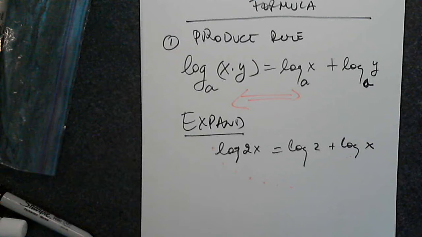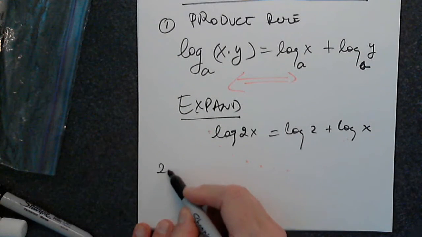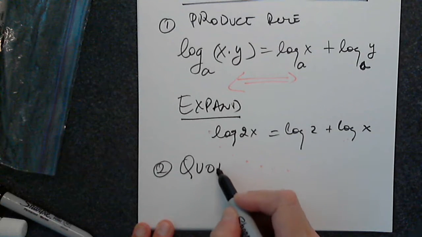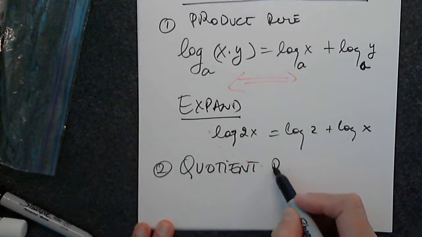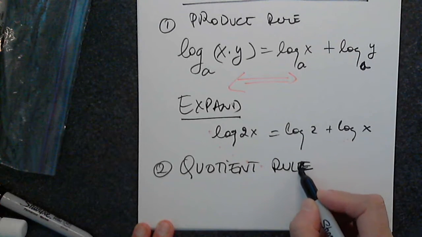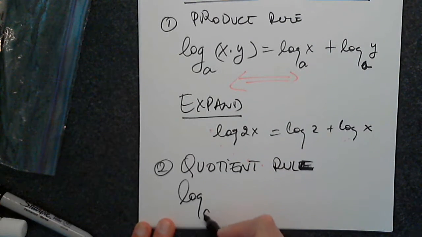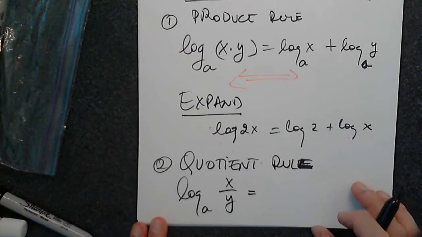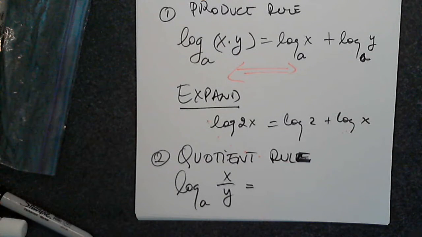The second property, please stop me if you have questions. The second property is the quotient rule. And I want you to come up with this one. So it's log in any base of x over y. What do you think the answer would be? So log a x times.